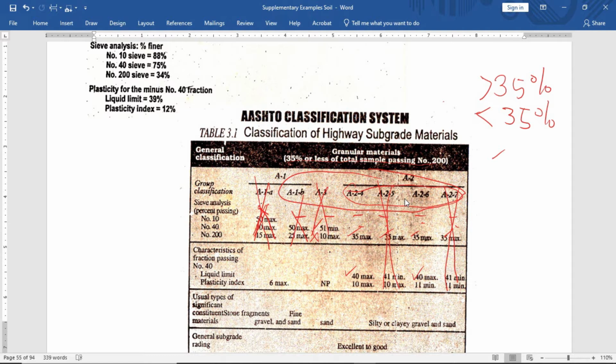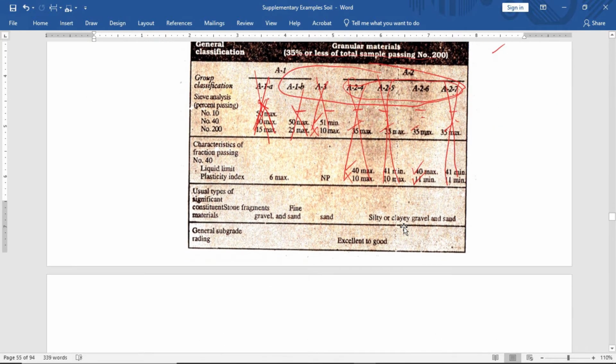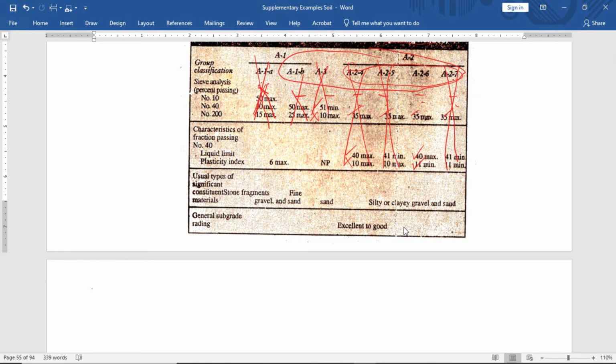Pagkatapos yan, punta naman tayo sa plasticity index. Yung plasticity index is 10 yung max dito, so hindi okay to kasi maximum is 10 lang. Ang meron tayo is 12%. Sa A-2-6 naman, 11 minimum, so pasok yung 12% natin. Yan na yung A-2-6. So, we classify it as A-2-6.